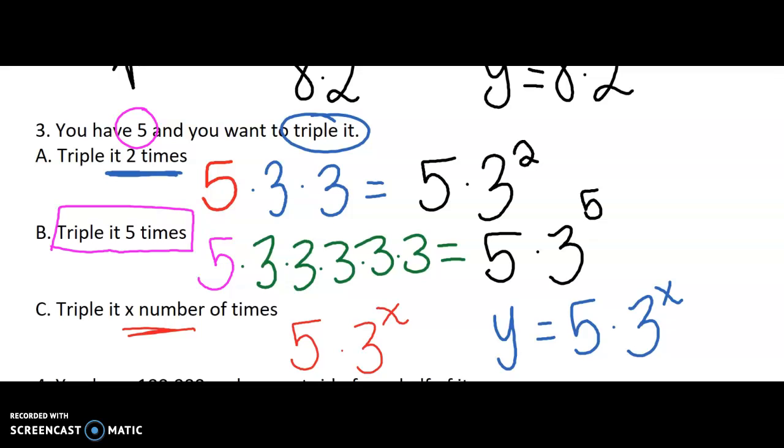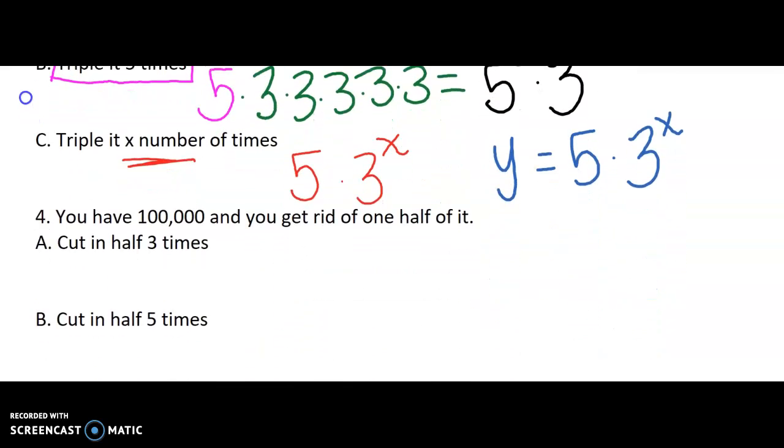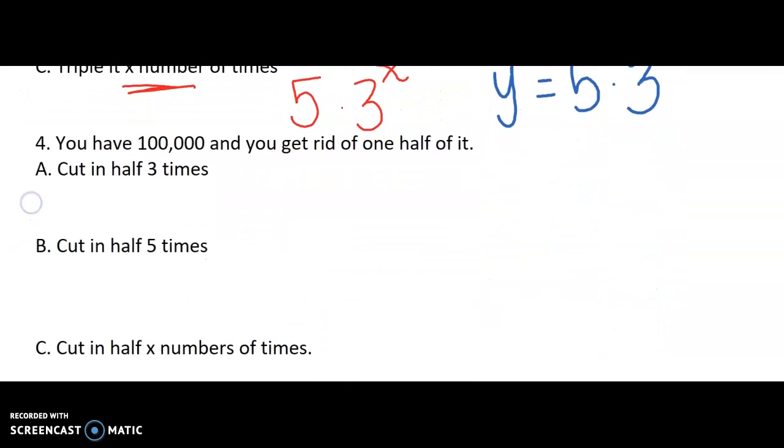Again, make sure you're writing this down. This one is slightly different because it's not growing. So for this one, we have 100,000. We want to get rid of 1/2 of it each time. So this time we're cutting it in half. So let's think about this. We have 100,000.